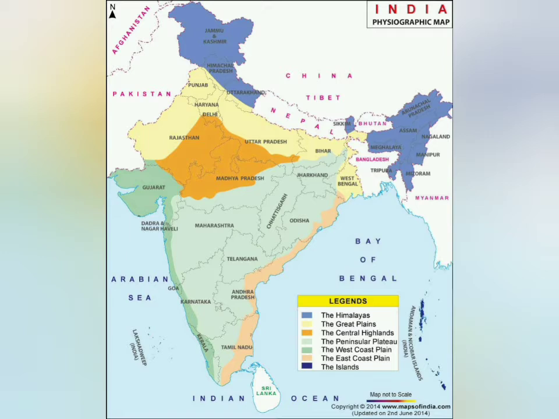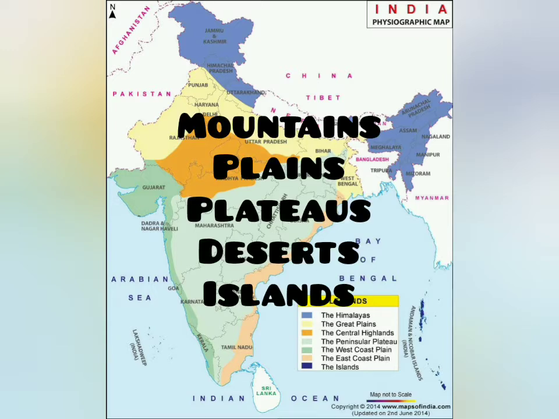Yes, we know that India is a large country with varied landforms. It has all major physical features like mountains, plains, plateaus, deserts, islands, etc. Yes, we know that these are the major physical features of our country. Yes, we know the location also.